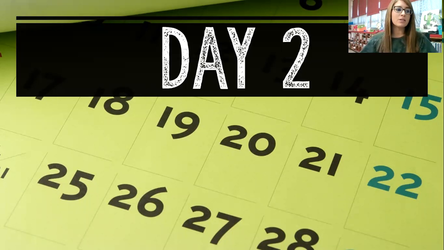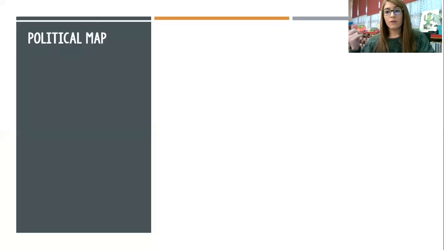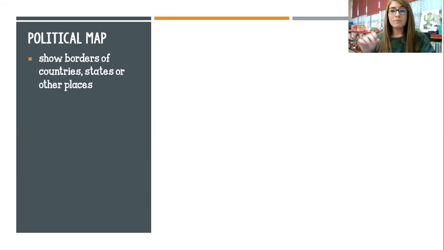Yesterday we talked about what's on a map and what a map is. Today we're talking about different types of maps. All right, so the first kind of map we're going to talk about is a political map. Political maps show borders of countries, states, or other places, continents.